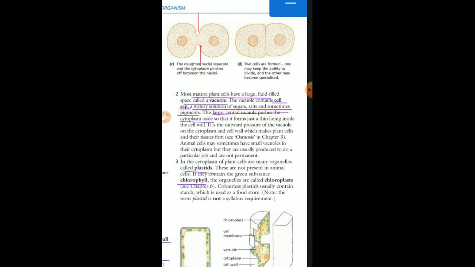They contain a green substance called chlorophyll, which is a pigment responsible for giving the green color to the plant leaf. Colorless plastids usually contain starch, which is used for food storage. So it is responsible for storing starch. Whenever the plant suffers from starvation, or faces severe conditions and decreases its rate of photosynthesis, it can rely on that stored starch.